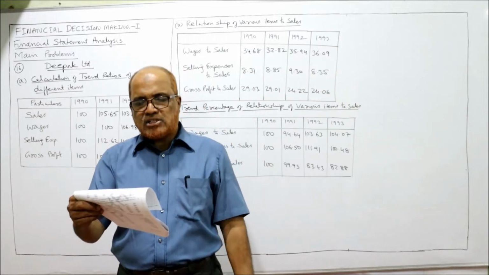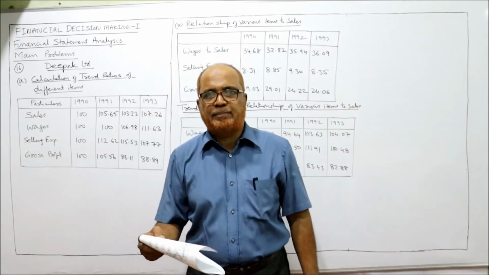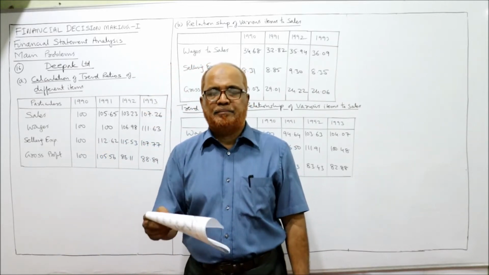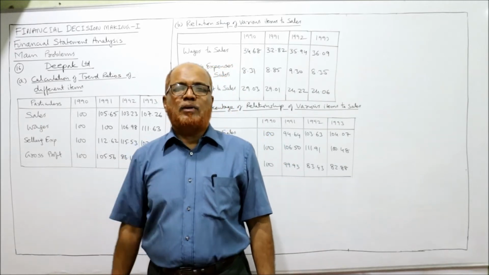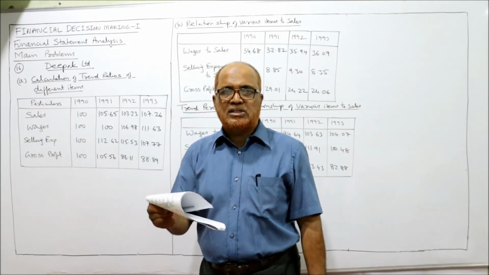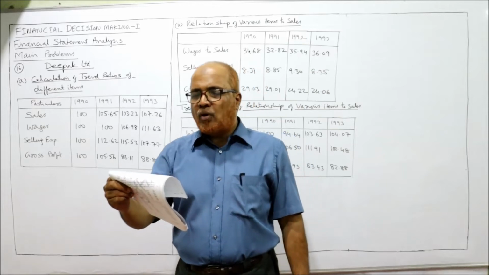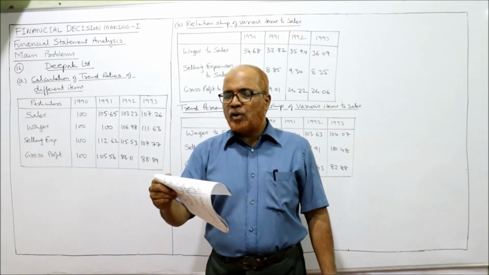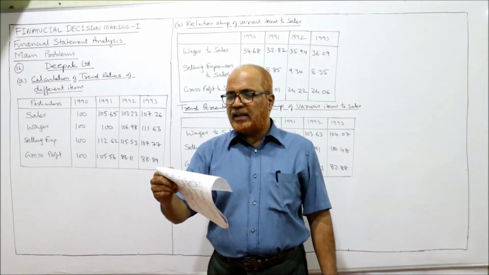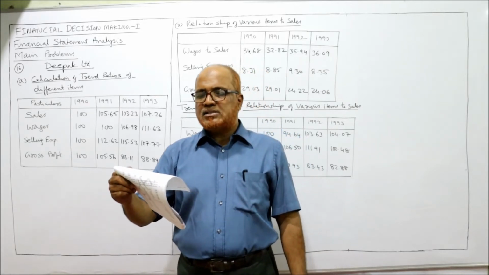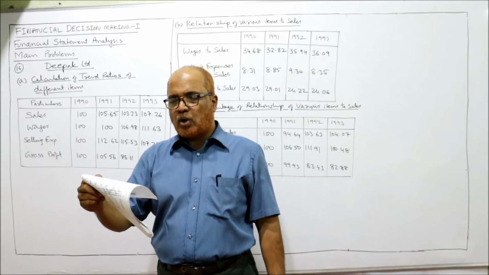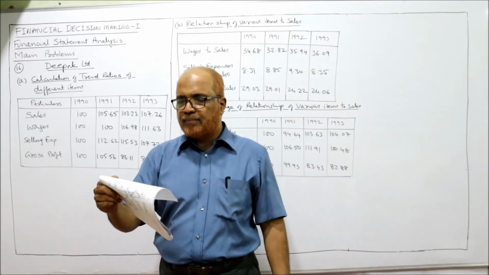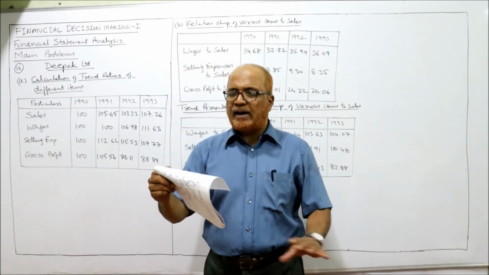Come on, now last problem on this financial statement analysis, problem number 16. This is the final problem on trend analysis. The following data is available from the P&L account of Deepak Limited. So 4-year data is given: 1990, 91, 92, 93. Sales, wages, selling expense, gross profit. So 4 variables are given and 4 years. All the values are given.